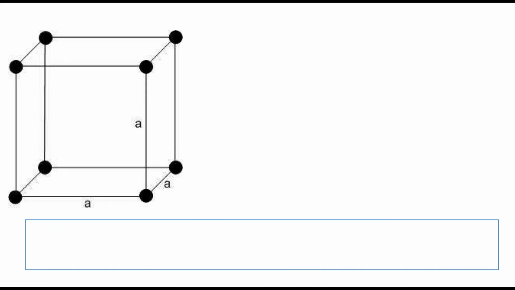This is a simple cubic unit cell. It has atoms at all the corners. You know that a cube has 8 corners, and therefore there are 8 atoms in the simple cubic unit cell.